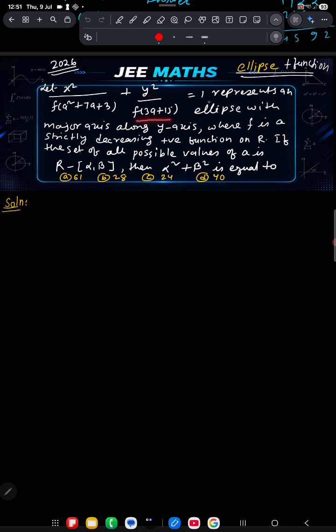3a plus 15 equal to 1 represents an ellipse with major axis along y-axis where f is strictly decreasing positive function on R. If the set of all possible values of a is R minus closed interval alpha beta, then alpha square plus beta square is equal to, these are the options you have to select from. So let us see how to solve this question.